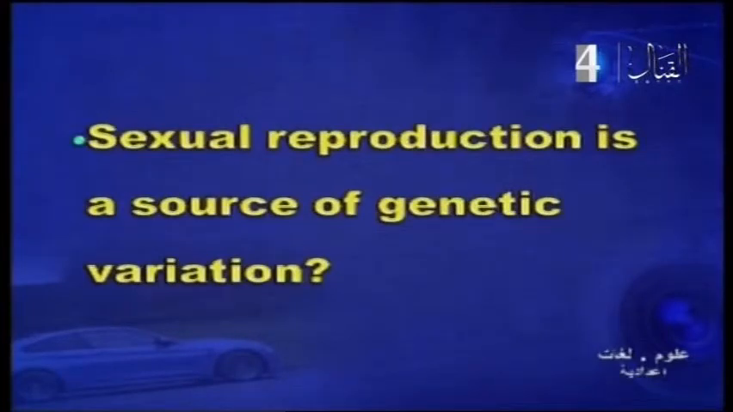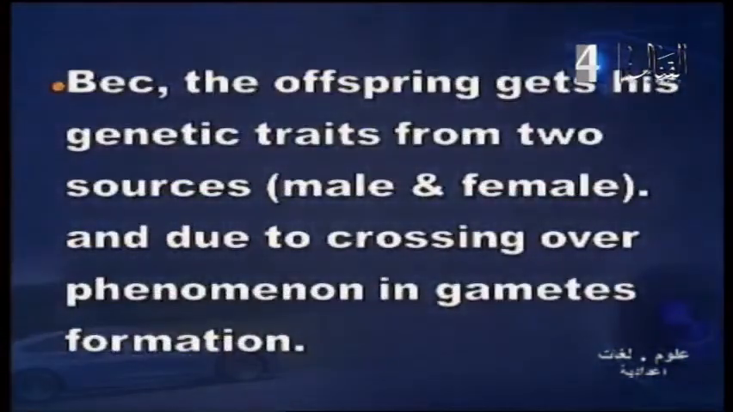Try to think. Right, because the offspring combines genetic traits from two sources, male and female. And of course, due to the crossing over phenomenon in gamete formation. Crossing over is a process in which inner chromatids of the tetrad in prophase 1 of meiosis division are exchanged to form a new genetic arrangement. This is an important factor for variation between members of the same species.